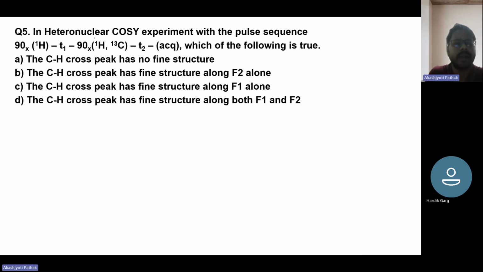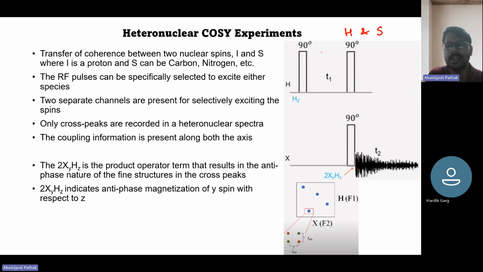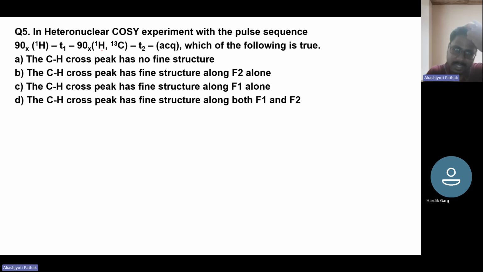So try to answer this question. In a heteronuclear COSY experiment with the pulse sequence 90x H1, we are selectively exciting the proton nuclei by application of a 90-degree pulse in the x direction. This is followed by the T1 period. Then there is a 90-degree x pulse, which is exciting both the proton and the X nuclei, which is H1 and C13, as shown over here. Then there is the T2 period and acquisition.